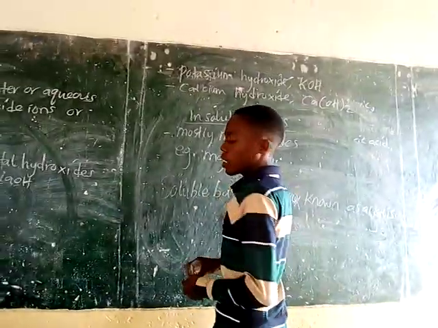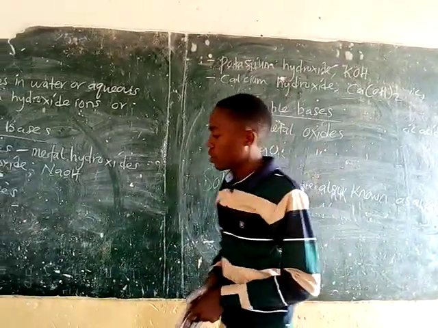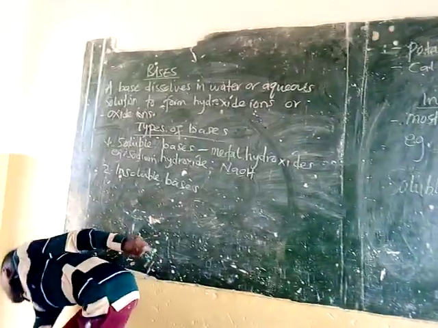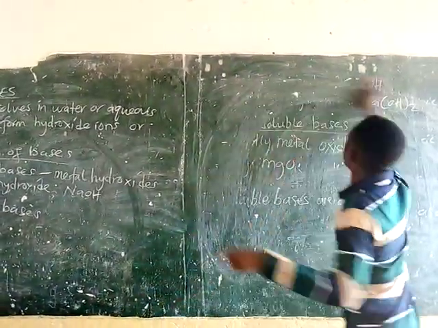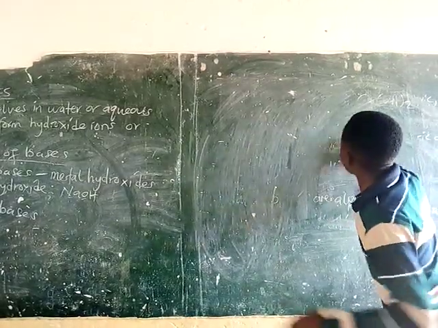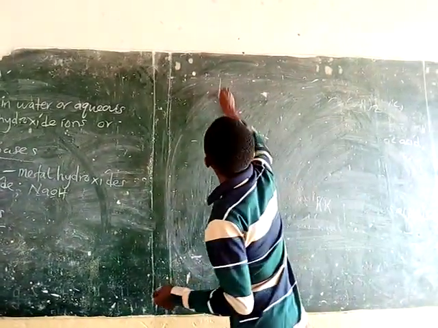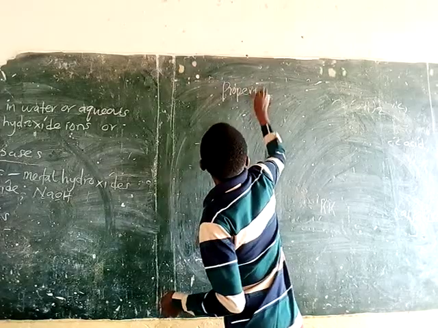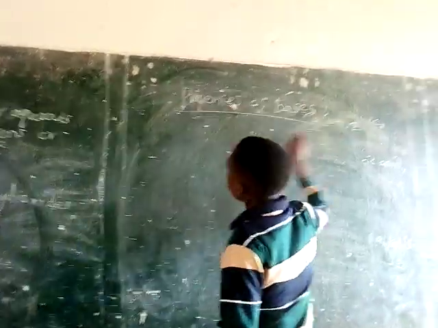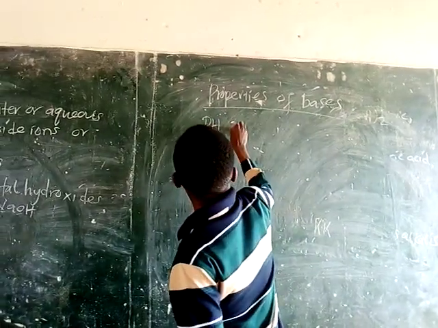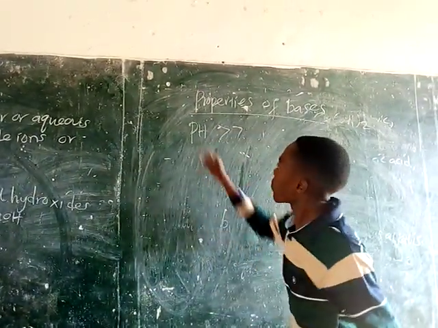Now let's look at the properties of bases. Number one, bases have a pH value greater than 7.